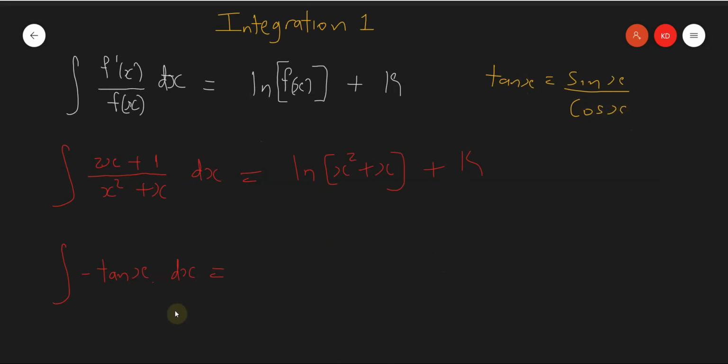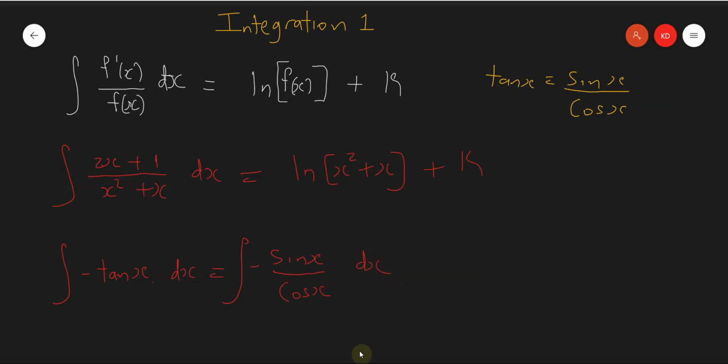So therefore we can rewrite this as negative of... my pen is giving me some problems here. Okay, so that's sine x upon cos x.